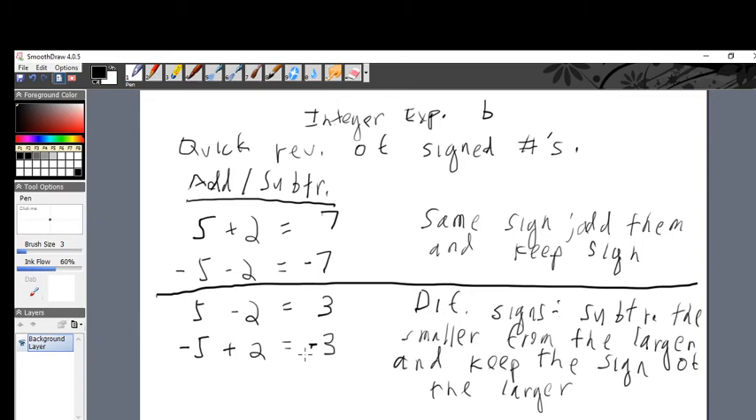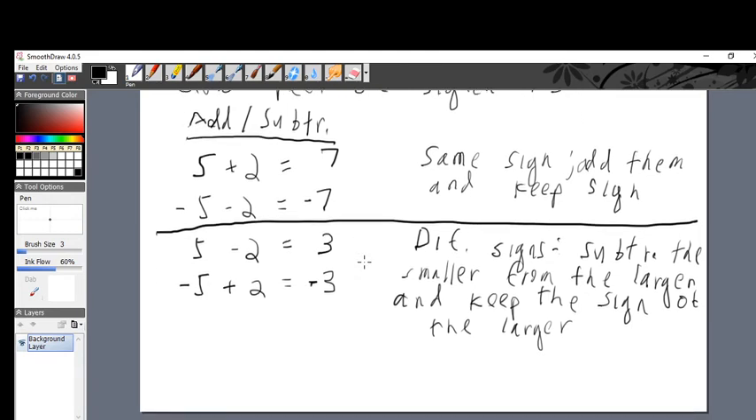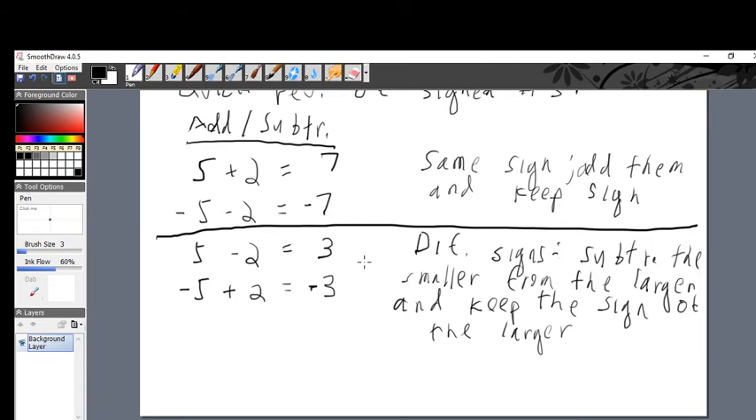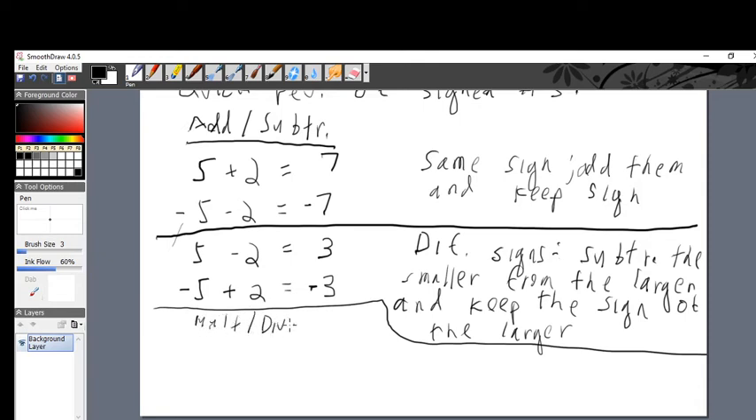Okay, now let me move my paper up so I get some room. And what about the rules for multiplication and division? I think I can get it all on one paper. Let me give you an example with multiplication. What if you have -5 times -2, or 5 times 2?